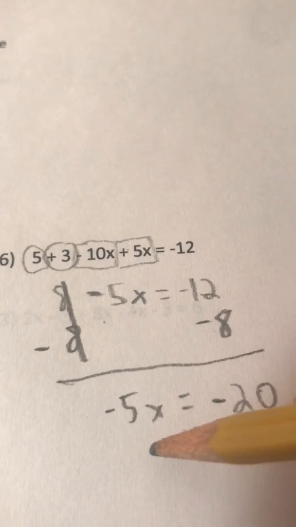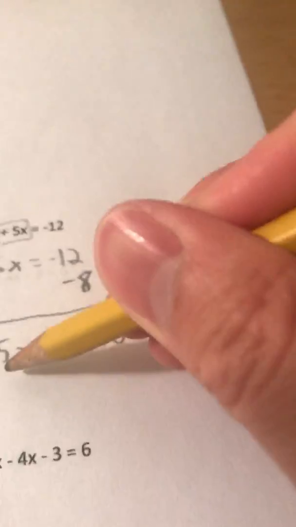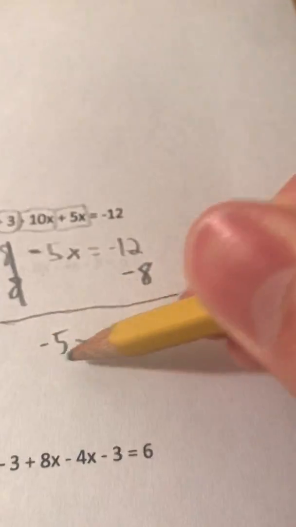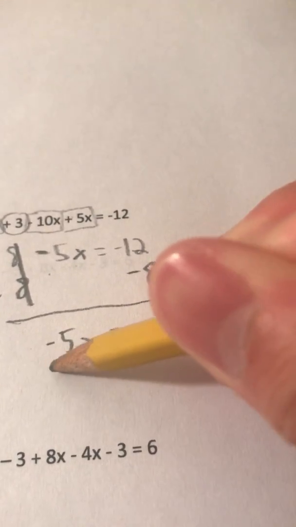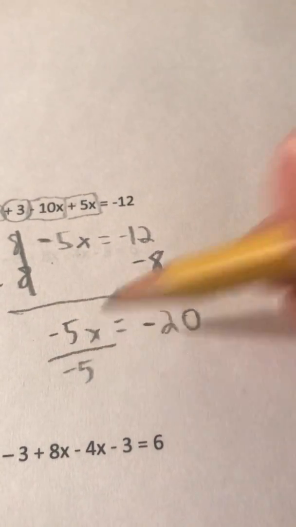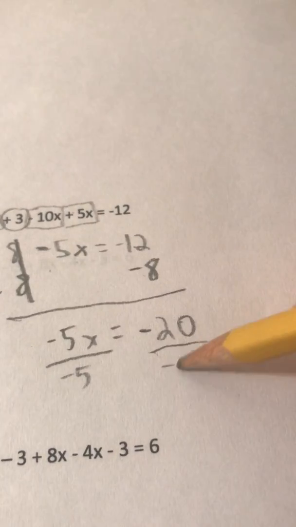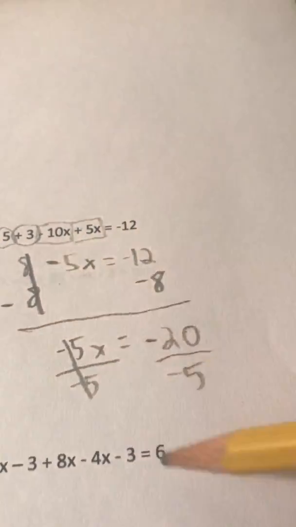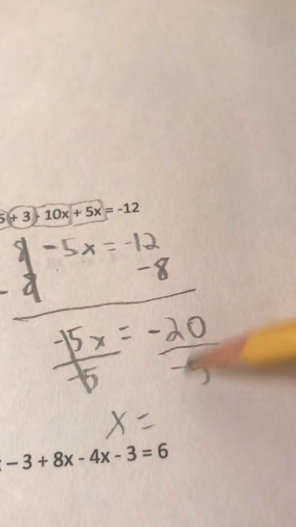Now that we've gotten rid of the constant, you want to get rid of the coefficient. The coefficient is negative 5. Negative 5 and x are multiplying each other, so I'm going to divide. What I do on one side, I do to the other. These negative 5's cancel out. I'm left with x equals 4.